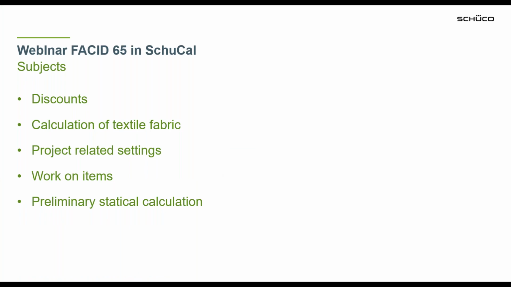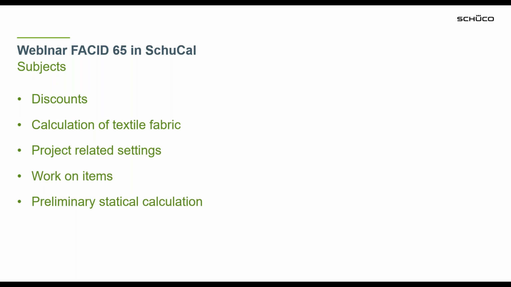Within the next 35 minutes I'd like to introduce the fabric facade Facet 65 in our SchüCal, and we have summarized the features and functions to the following subjects. We want to talk about how to get the discounts and how to enter the discounts. I'd like to talk about the calculation of the textile fabric, and I'd like to introduce the project-related settings, and also, of course, we want to work on items, and we are talking about the preliminary statical calculation.